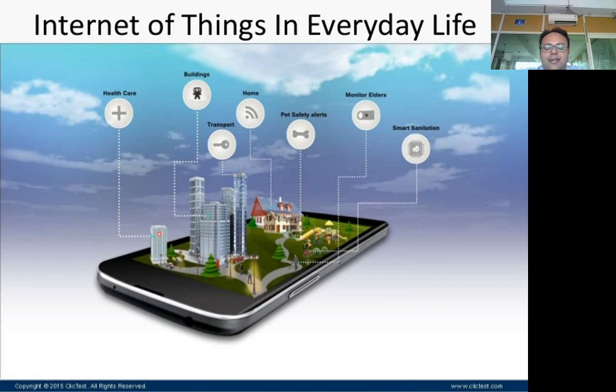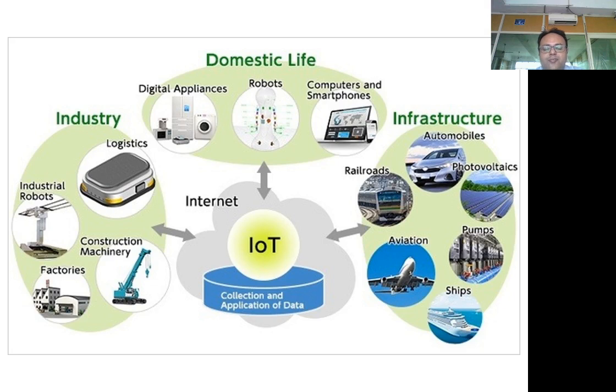So as we can see, there are different applications that we are using every day. We are using IoT for healthcare, smart infrastructure, smart transportation and logistics, home automation, health and safety, and also for security purposes, right? So many different applications are available from the Internet of Things. Let us understand that from three perspectives: one is the industry point of view, one is domestic life, and another is infrastructure.